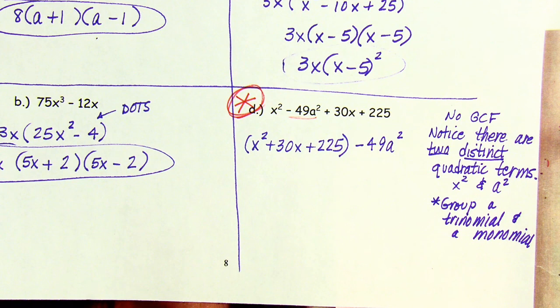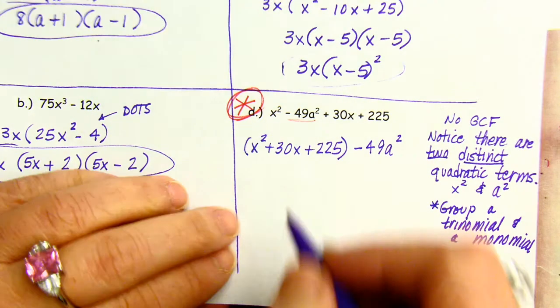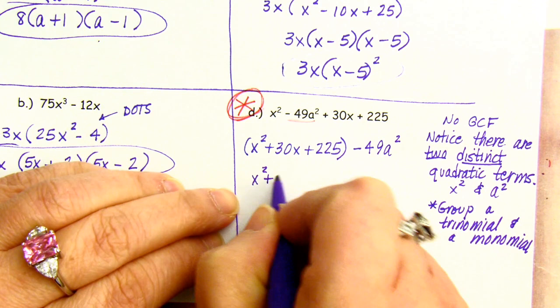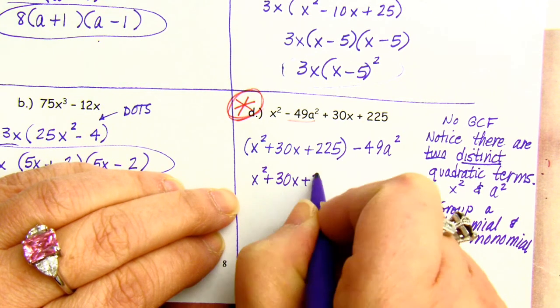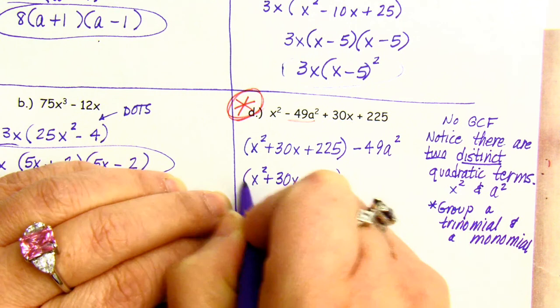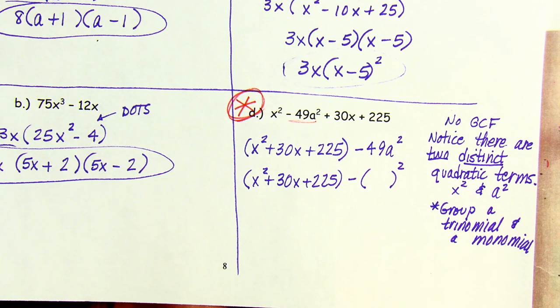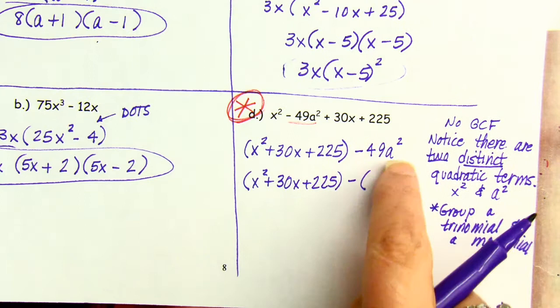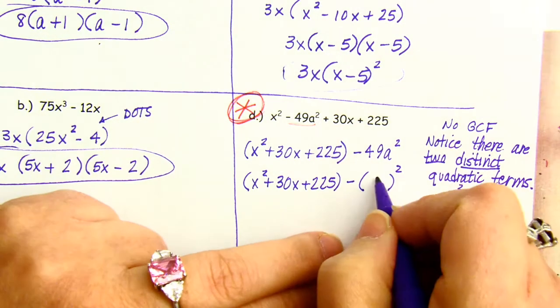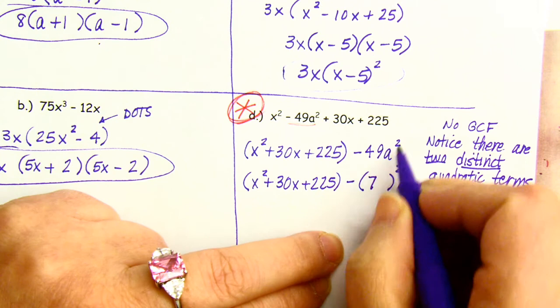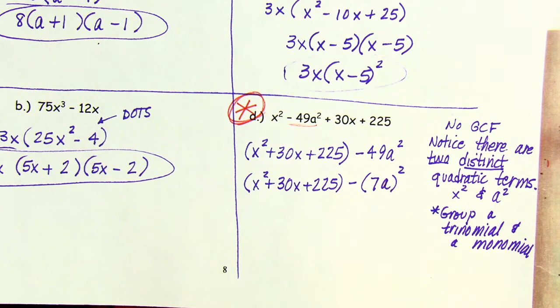All right, well, then we've got to trick this 49a squared. We're going to rewrite it. So let me first copy down this part. x squared plus 30x plus 225. Group it, subtract. And now I'm going to rewrite 49a squared as something raised to the power of 2. So what squared is 49? You say 7. And what squared is a squared? You say a. All right, so I'm just tricking and rewriting 49a squared as 7a to the second power, that product to a power.